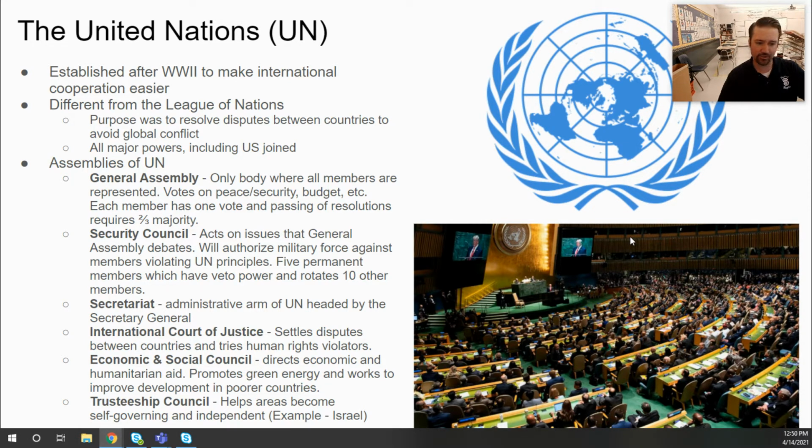The Economic and Social Council directs economic and humanitarian aid, helping refugees, and also directing money towards developing countries to help with humanitarian crises or the development of their infrastructure, whatever it might be. And then the Trustee Council, which really has not been active since 1994, but it helped land become self-governing and independent.